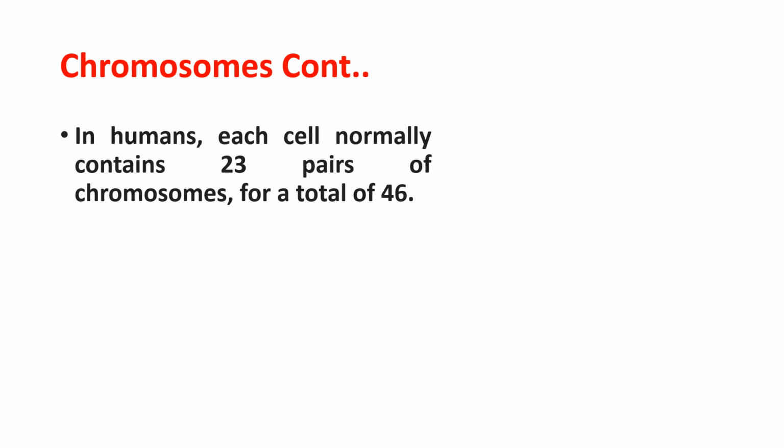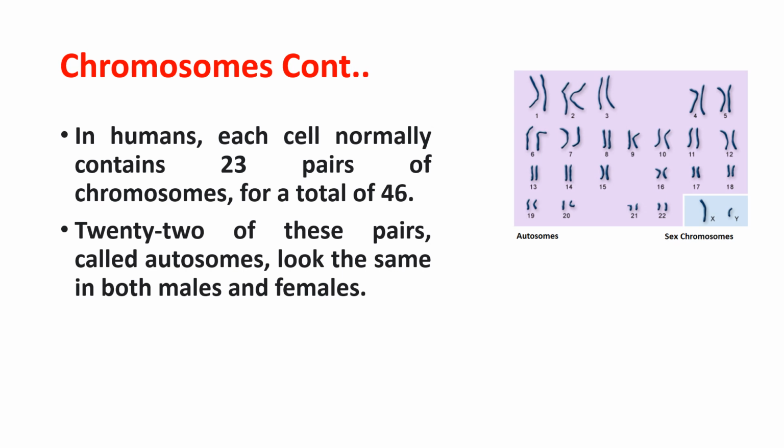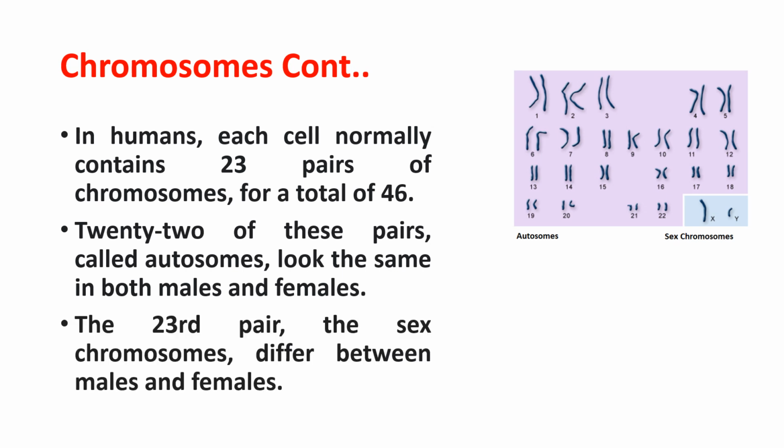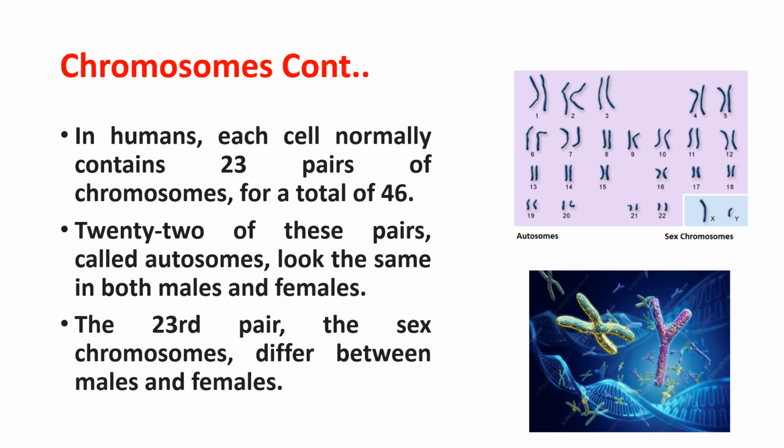In humans, each cell normally contains 23 pairs of chromosomes, for a total of 46. 22 of these pairs, called autosomes, look the same in both males and females. The 23rd pair, that is the sex chromosomes, differ between males and females. Here is a representation of chromosome X and Y.